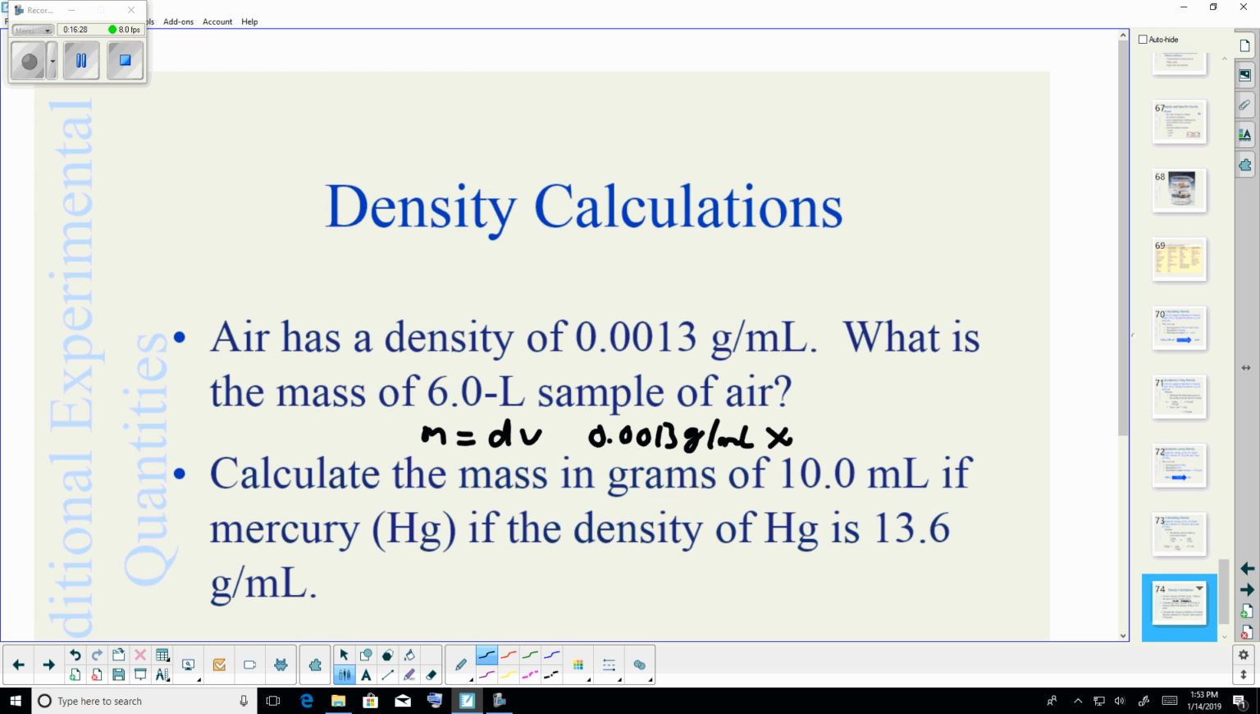So I need to take the liters and do what? I need to convert it to what? Milliliters. So 6 liters, how many milliliters? Quick. 6,000. Or if I want to do it with 2 significant figures, because now I have 1, 6.0 times 10 to the third. And whatever that answer is, 7.8 grams, I'm guessing.